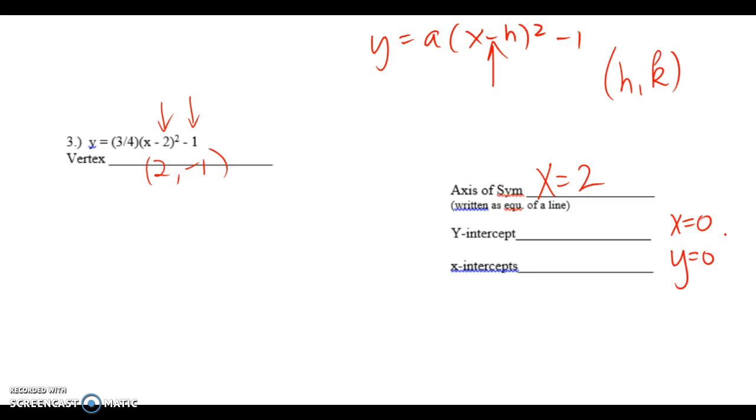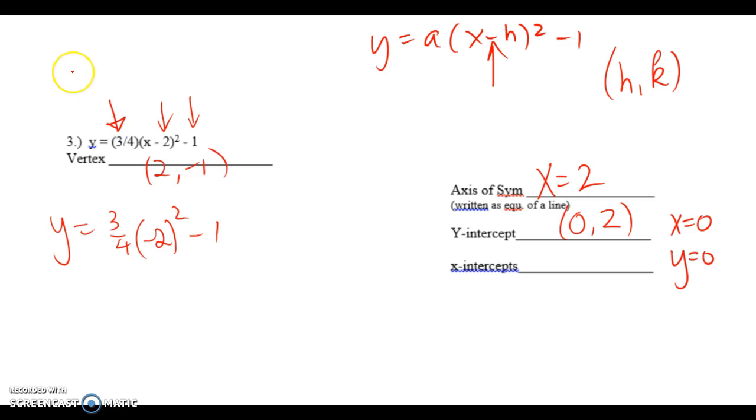So let's first find our y-intercepts. It's going to be y equals 3/4 times (0 minus 2) squared minus 1. Well, negative 2 squared is 4, times 3/4 is 3, 3 minus 1 is 2. So (0, 2). All right, my x-intercepts, I think fifth hour had a negative here.